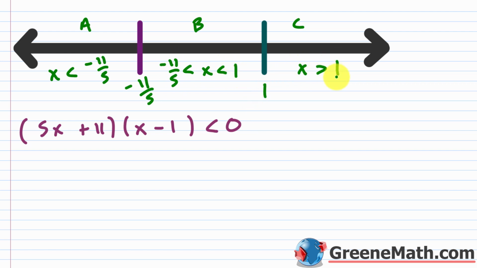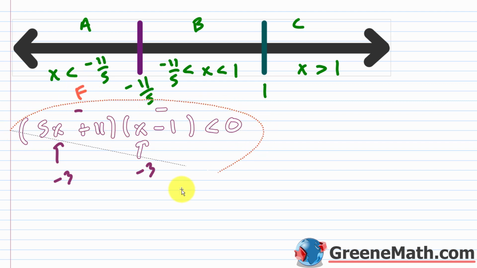Okay, so just using a test point in each case, for something that's less than negative 11 fifths, let's just use negative 3. And let's see what that would give us. So 5 times negative 3 would be negative 15. Then negative 15 plus 11 would be negative 4. So I know this would be negative. Then here, negative 3 minus 1 would be negative 4. So I know this would be negative. A negative times a negative would give me a positive, and a positive is never going to be less than 0. So this right here is going to be false.